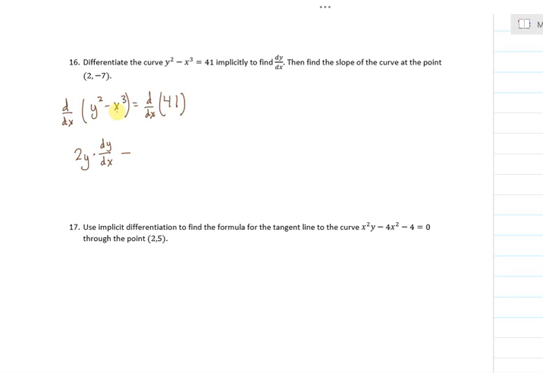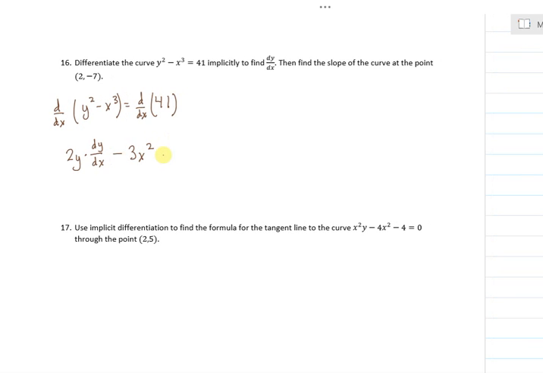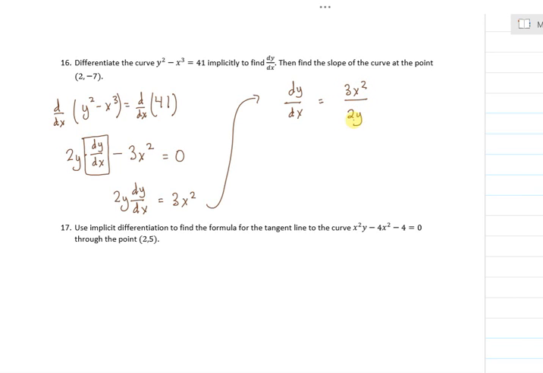Minus is for this minus here. Then d over dx of x cubed. That's just 3x squared. On the other side, d over dx of 41. That's just a constant, so it's 0. So now I'm trying to solve this equation for this dy dx right here. So I have 2y dy dx is equal to 3x squared. That's just adding 3x squared to both sides. And then I'm going to divide both sides by 2y to get dy dx equals 3x squared over 2y. So that's the first part of my answer.